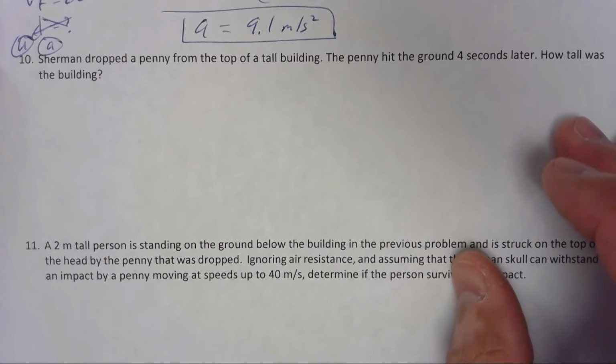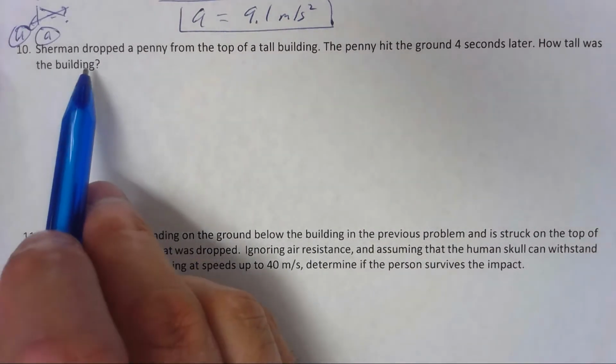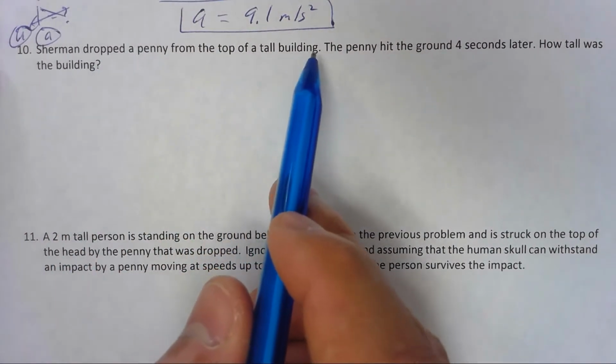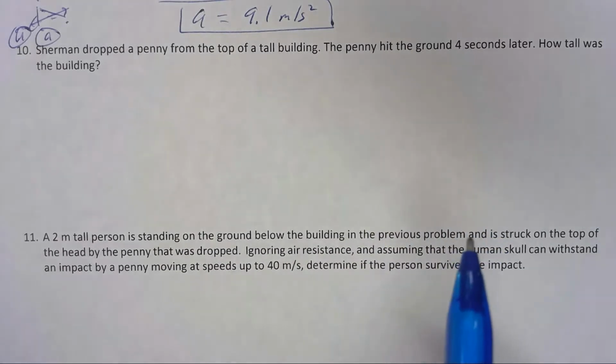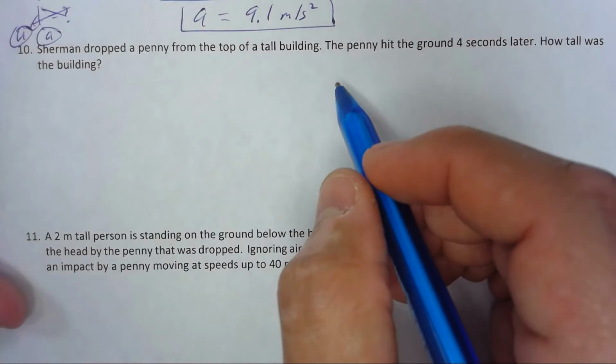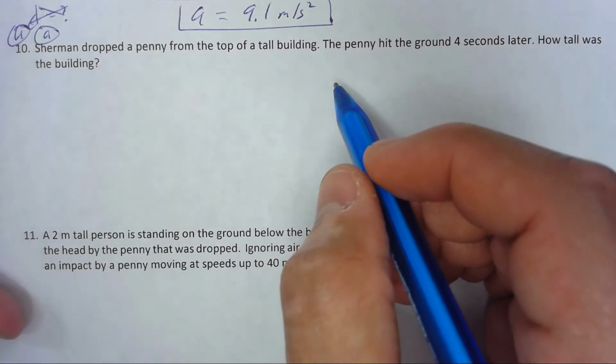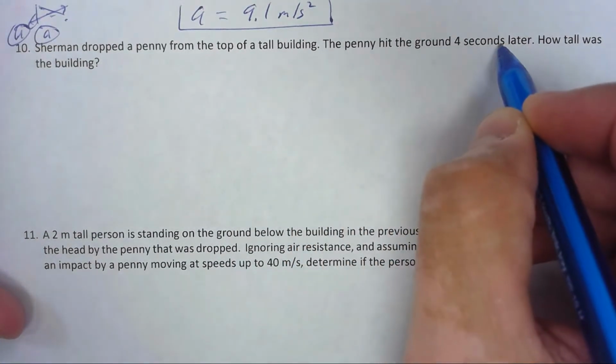Let's check out another one. We got Sherman right here on number 10. He dropped a penny from the top of a tall building. Don't recommend doing that. Not as big of a deal if there's air resistance, but we are neglecting air resistance in this because we're only looking at free fall. The penny hit the ground 4 seconds later.